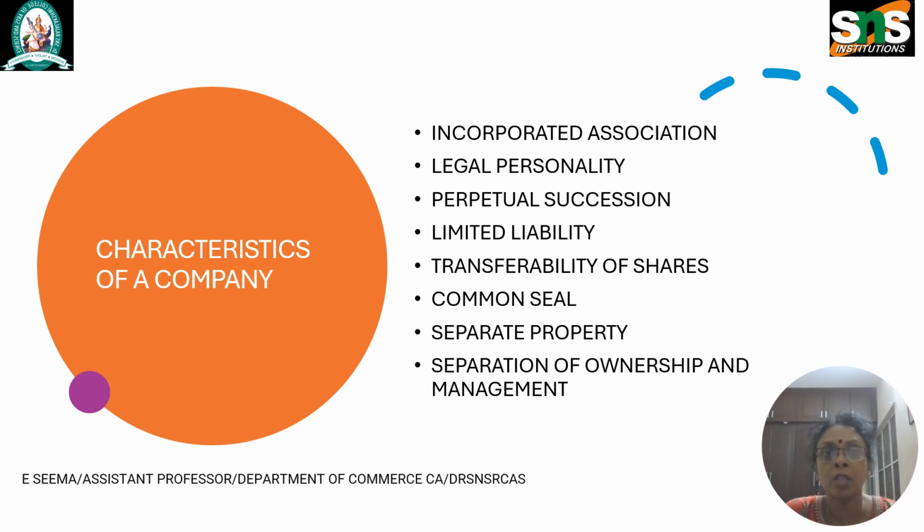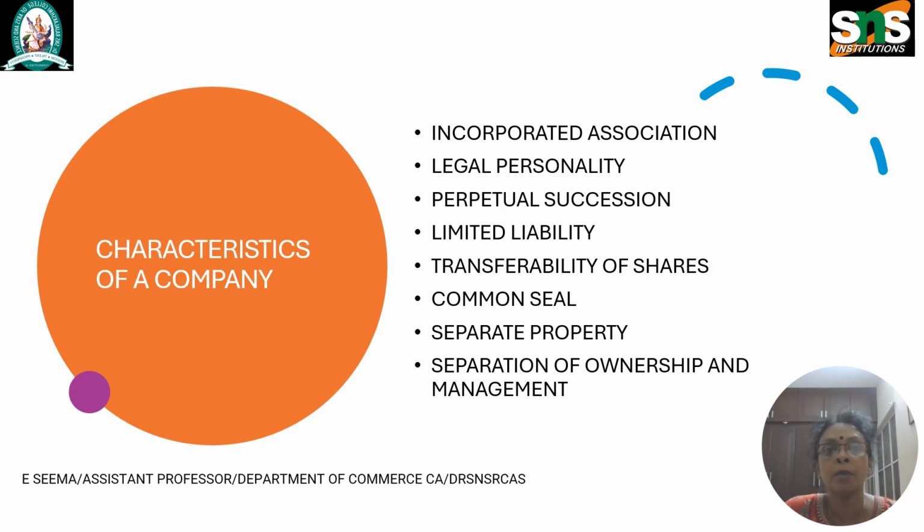Suppose seven persons join together, that is the minimum number of persons required to form a company, which is seven, and form a company. Then there is an eighth person also, that is the company. It is like a natural person but has no physical existence. It exists only in the eyes of law. And the third point is perpetual succession.